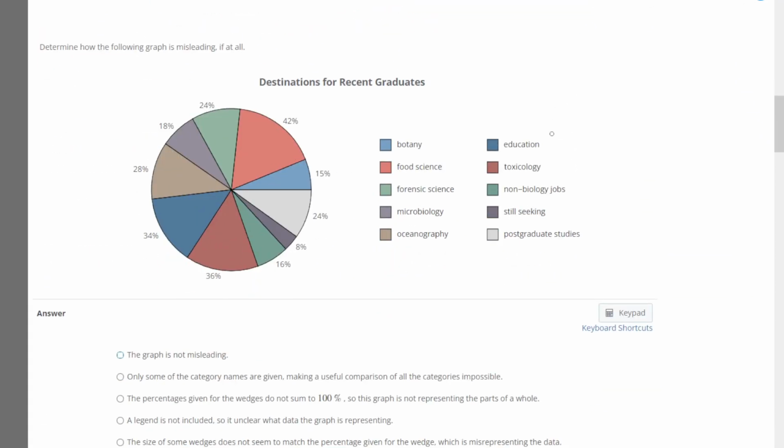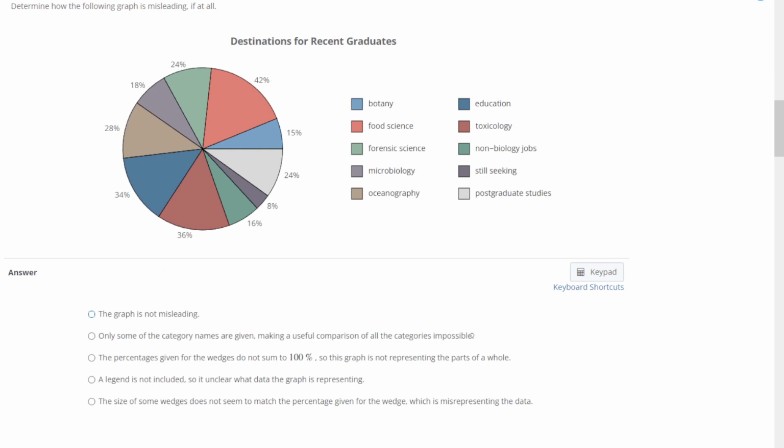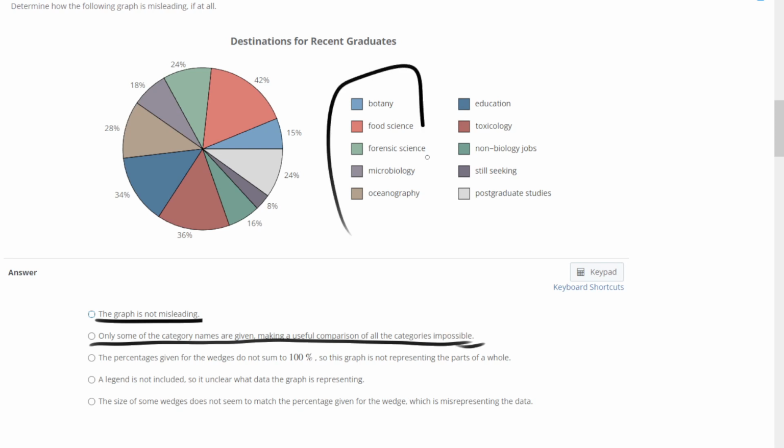This one is asking us to determine how the following graph is misleading, if at all. For these, I like to look at the things on the list and narrow them down to see if any of them fit. We cannot answer whether the graph is not misleading yet, so we'll leave that answer open. "Only some of the category names are given, making a useful comparison of all the categories impossible." This is not true. All of the categories are named. So this is not our answer.